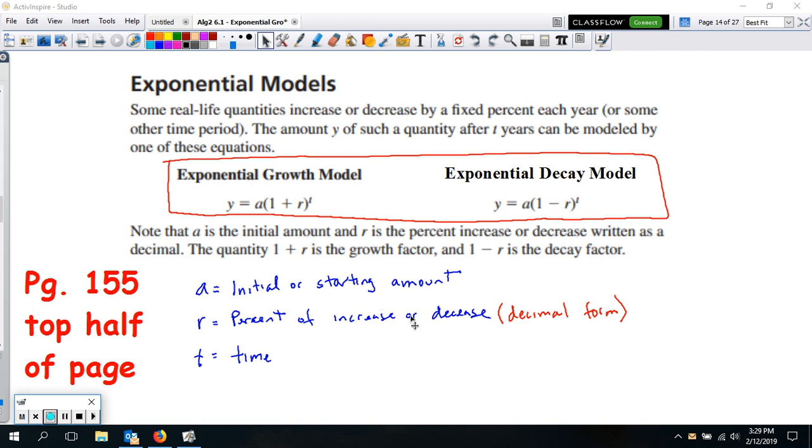Okay, so obviously, if it's more than 1, it's going to be increasing. If it's less than 1, it's going to be decreasing. And then the T just stands for time, how much time goes by. And usually that's in years. A lot of times it's years. But other times it might be in days or months or something like that.